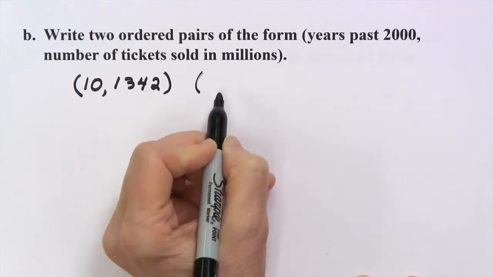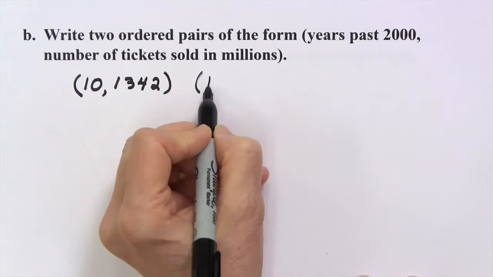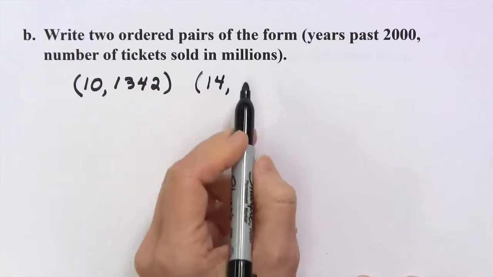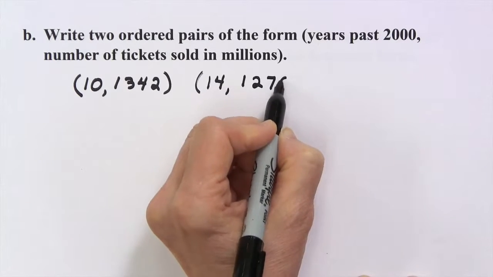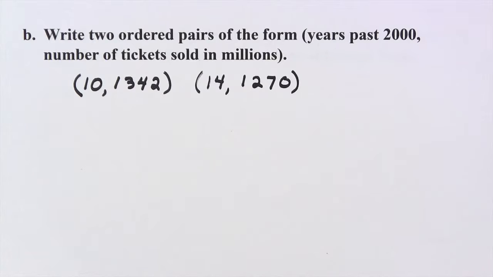And then remember how many years past 2000? 14. And then number of tickets sold? 1270. So watch carefully. Have we written 2 ordered pairs of the form years past 2000 and then number of tickets sold in millions? The answer is yes. Let's move on to part C.